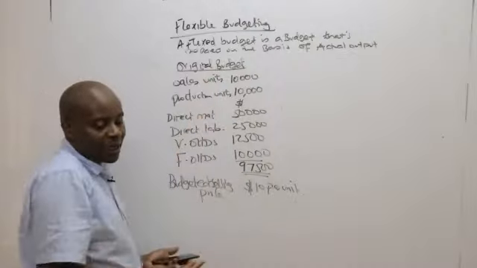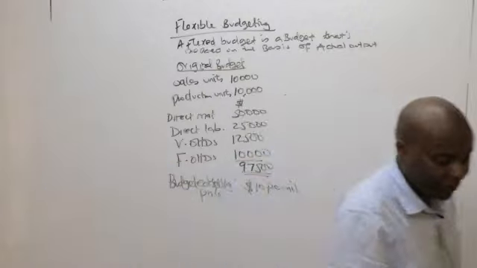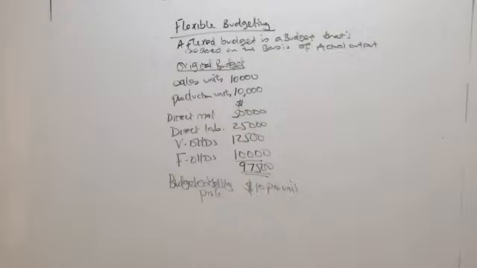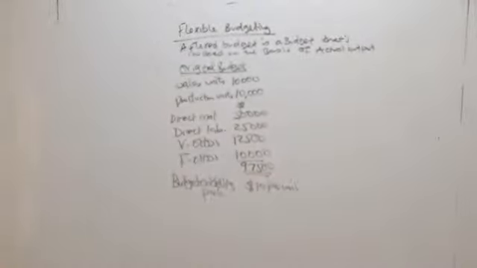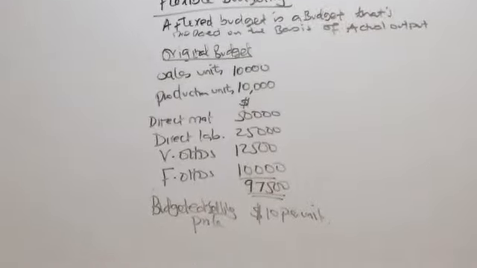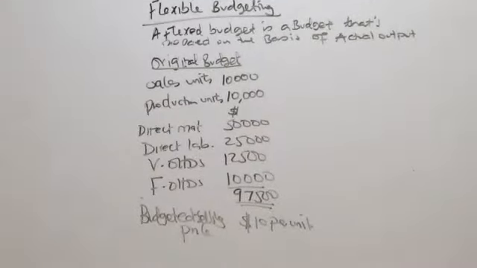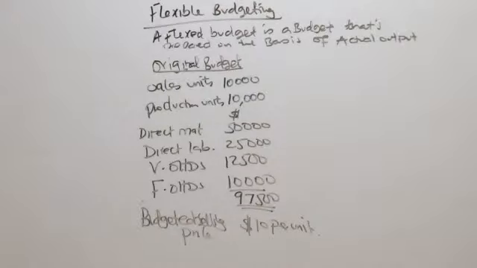And I want to change this slightly to be able to give you the original budget. The board is not visible. Let me do something. Is it visible now?